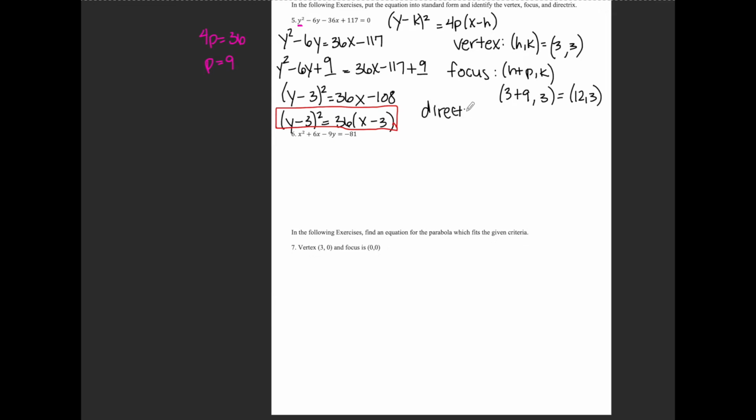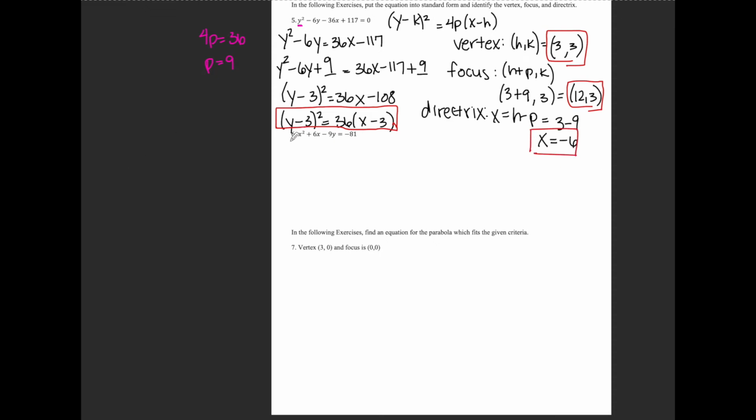Lastly, my directrix is x equals h minus p. So that's 3 minus 9, which means the directrix is x equals -6. So again, vertex, focus, directrix.